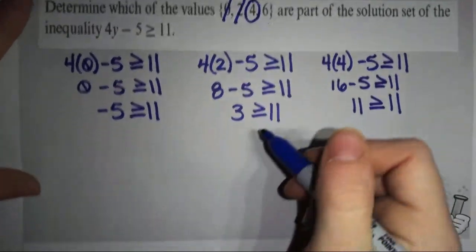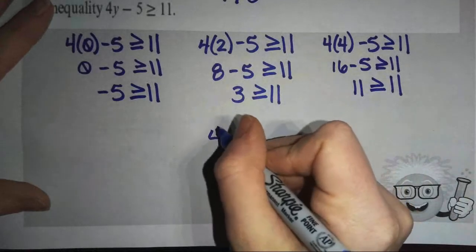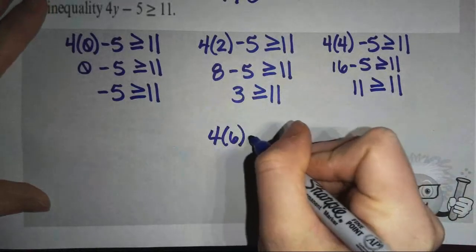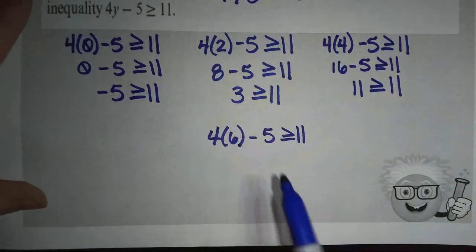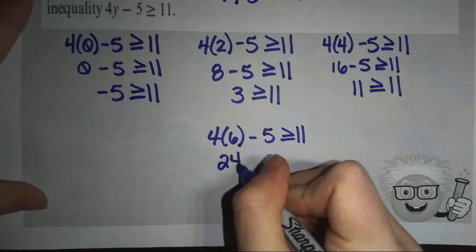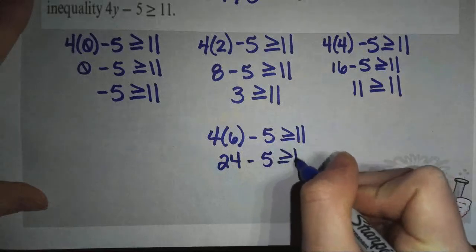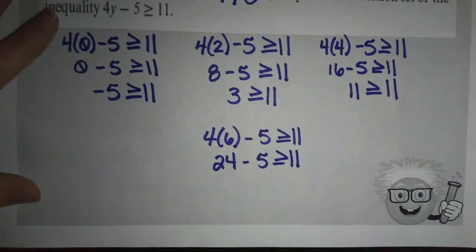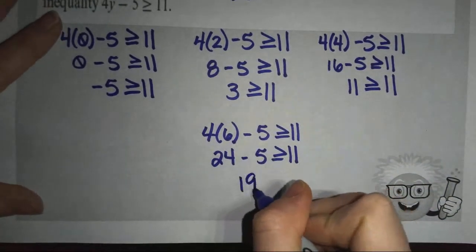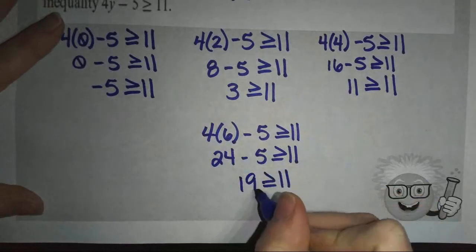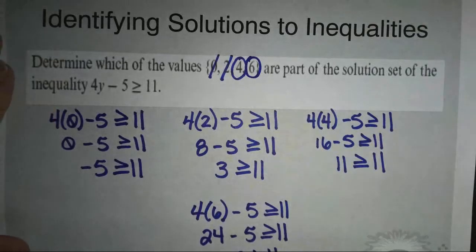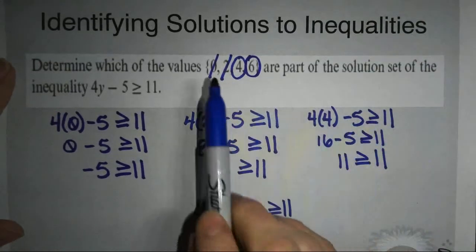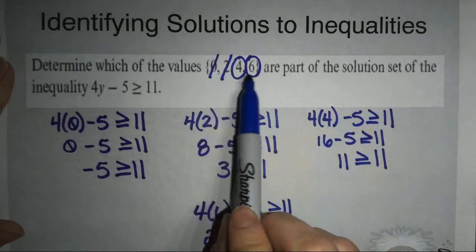Now I'll try 6. So I'm going to plug 6 in for y. So I have 4 times 6 minus 5 is greater than or equal to 11. 4 times 6 is 24. And then 24 minus 5 is 19. And since 19 is in fact greater than or equal to 11, 6 is also part of our solution set. So 0 and 2 are not part of the solution set, but 4 and 6 are.